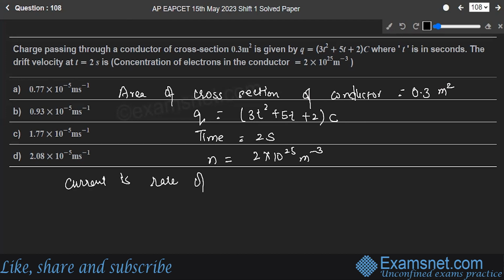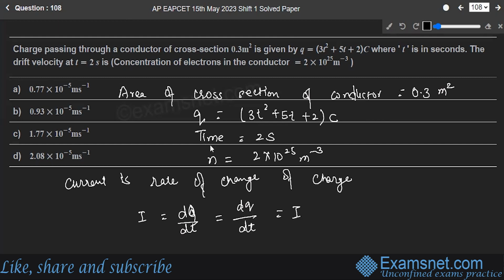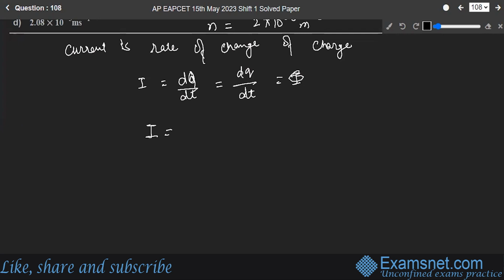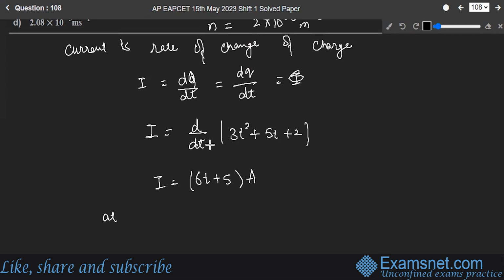Current is the rate of change of charge. That means I is equal to dq upon dt, or I is equal to d by dt of q. Now q is 3t square plus 5t plus 2. So I is equal to 6t plus 5 ampere. At the time t equal to 2 seconds, current will be given by 6 into 2 plus 5 ampere, that is equal to 17 ampere.